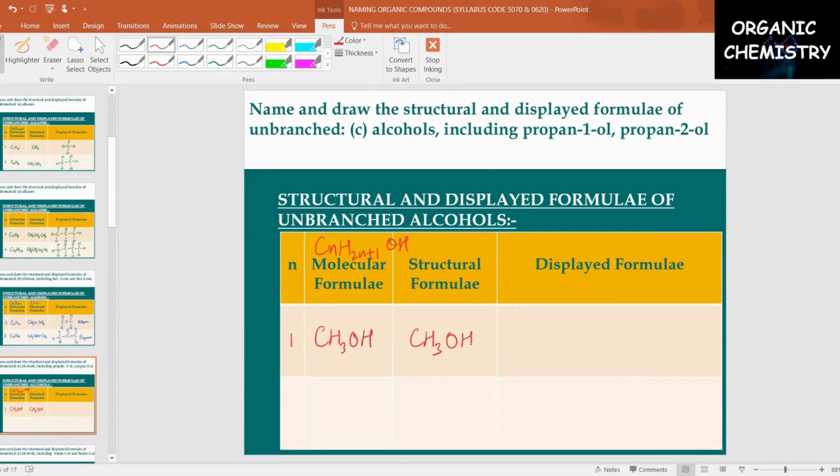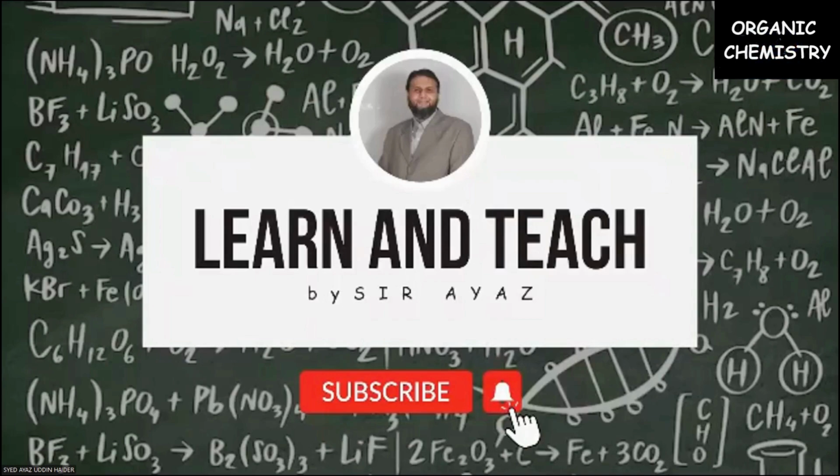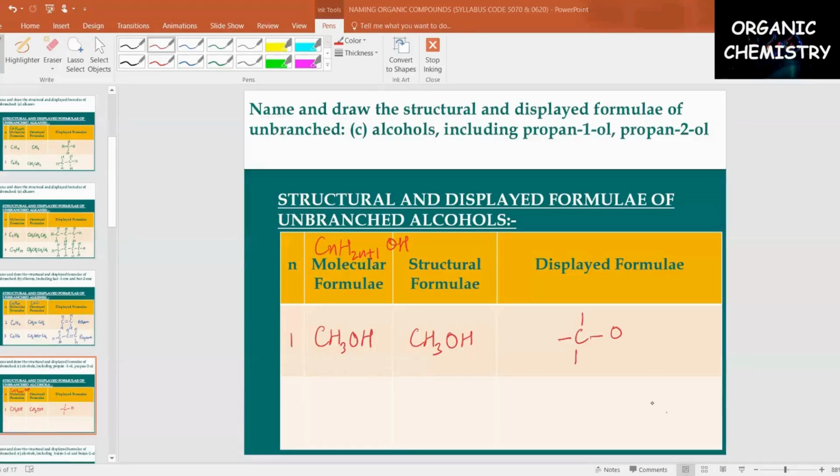Displayed formula. Here we have only one carbon atom and it is bonded to 3 hydrogen atoms as well as 1 oxygen atom. So the displayed formula will be like this: place carbon first. 1, 2, 3, 4. 4 bonds for carbon atoms. What about oxygen? Oxygen forms 2 bonds, 1 bond with the carbon atom. Here we will place oxygen, and one of the bonds of oxygen will be shared with the hydrogen atom. What about the other hydrogen atoms? 1, 2, 3. So this is the formula of the first member of alcohol, which is methanol.